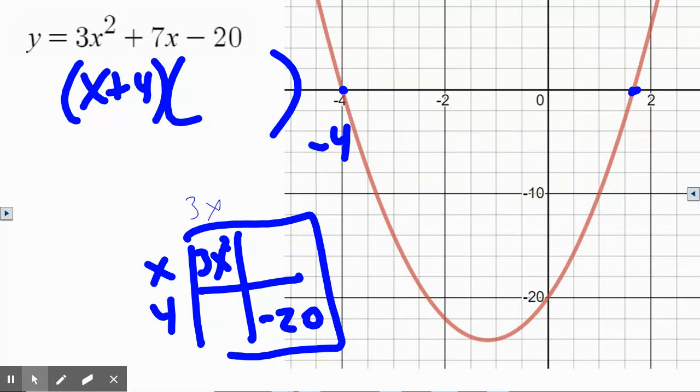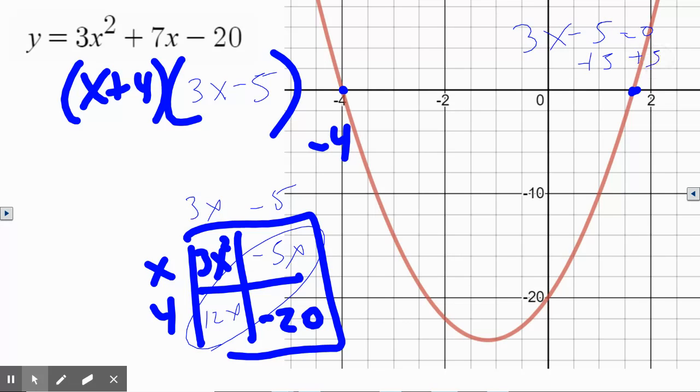So x times 3x makes 3x squared. 4 times -5 makes -20. And then the middle terms, -5x and 12x. 12x minus 5x is 7x, like it's supposed to be. So that means that the missing factor is 3x minus 5. Well, that tells me if the factor is 3x minus 5, then the 0, if I add 5 and then divide by 3, the missing 0 is 5/3.